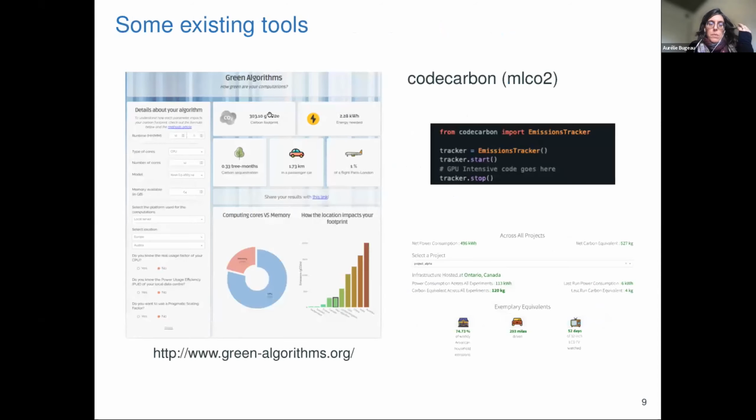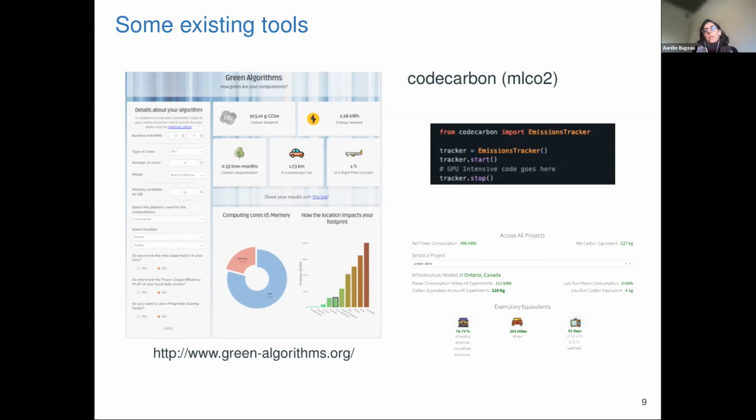So there have been some tools released. For instance, this one, which is a website where you can look beforehand. If I train a model for 10 hours on a GPU, you can say on which type, where you train it, the location, and so on. It will tell you approximately how many greenhouse gases, CO2 emissions, or how much energy you will release. This website can be improved, but it is a great tool to have an idea of the order of magnitude of your consumption.